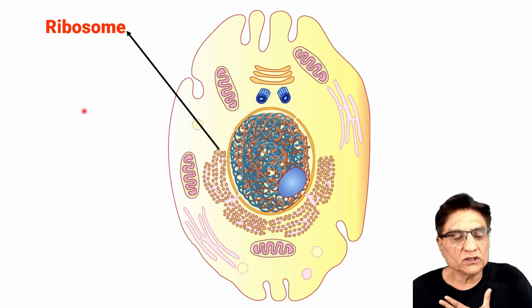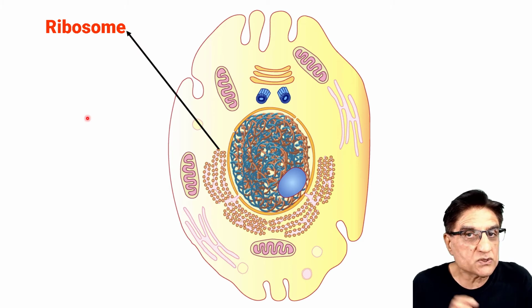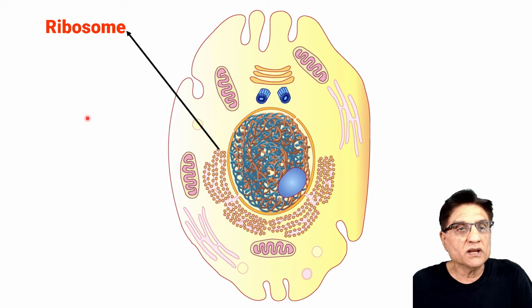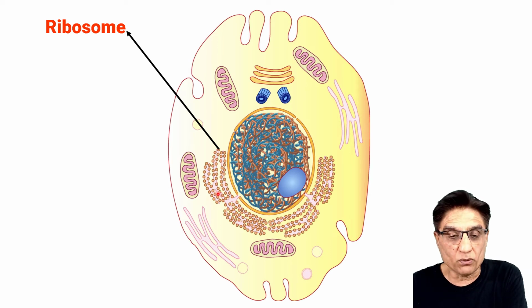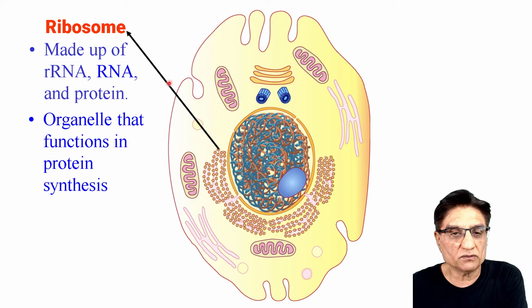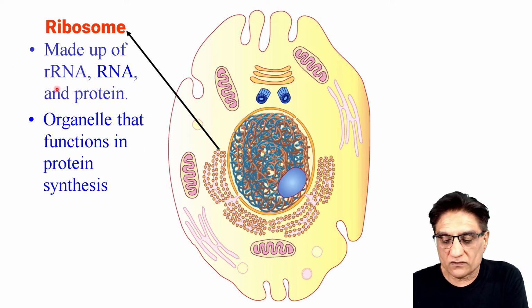What is the main function of the ribosomes? The ribosomes are the sites for protein synthesis. That's where the protein synthesis takes place. mRNA and all these other associated molecules work here on the ribosome. They produce the proteins, and those proteins are poured into the endoplasmic reticulum. That's the main function of those ribosomes. They are the sites for protein synthesis.